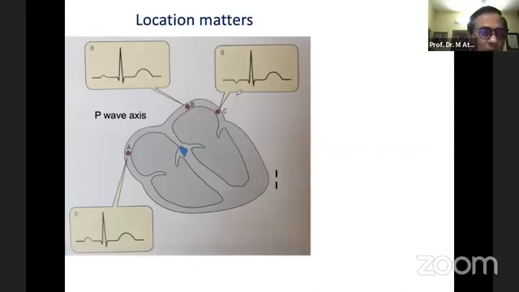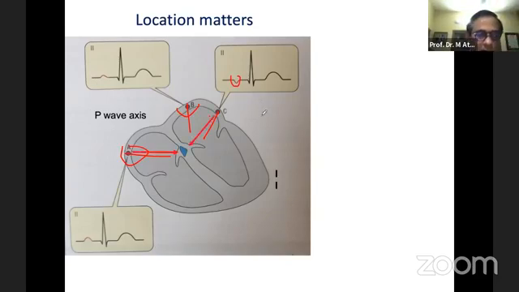And the location of impulse formation also matters. For example, this is the normal location of P wave formation, but in some abnormal situations, the P wave may be produced here or here. When it is produced here, this is the direction. When it is produced here, this is the direction. When produced here, this is the direction. And depending upon the location, the P wave morphology can change. This is the reason we can see different kinds of P wave morphology in different situations.